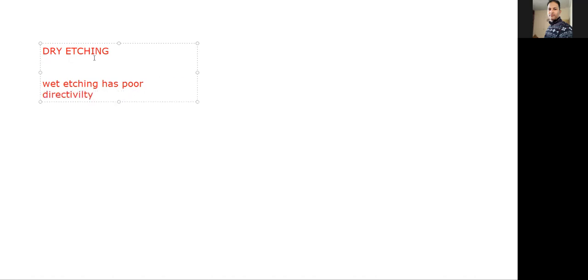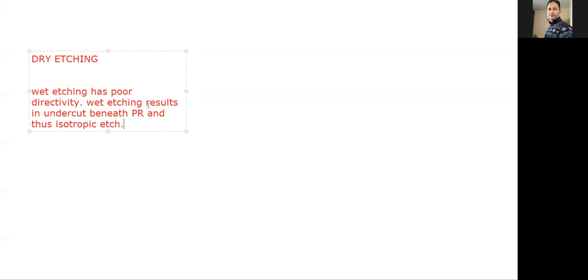Poor directivity means that wet etching results in undercut beneath the photoresist, and thus isotropic etching. So this is one of the disadvantages of wet etching. So we have another class of etching method, which is called dry etching.